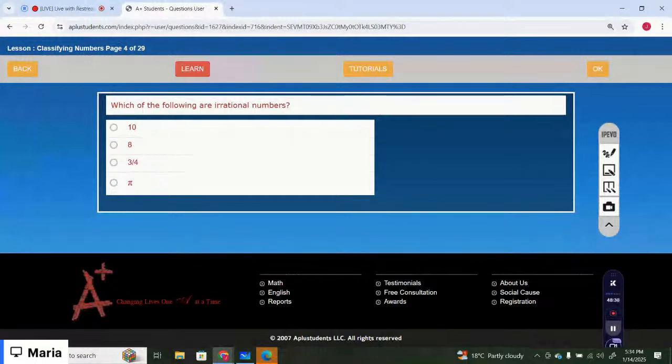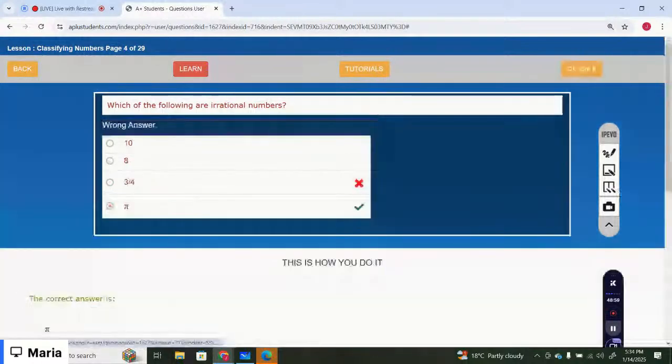Which of the following are irrational numbers? That is 3 by 4. Option number 3 is the correct option. Pi is an irrational number.